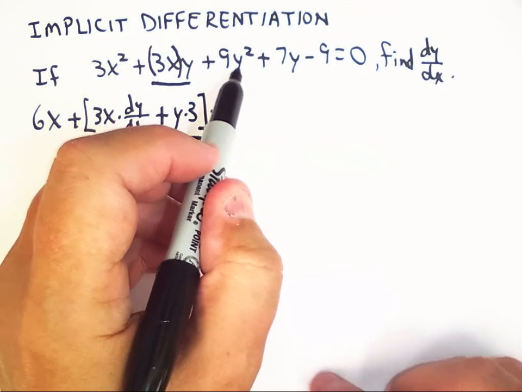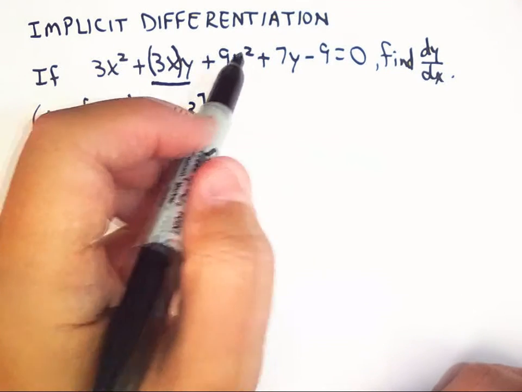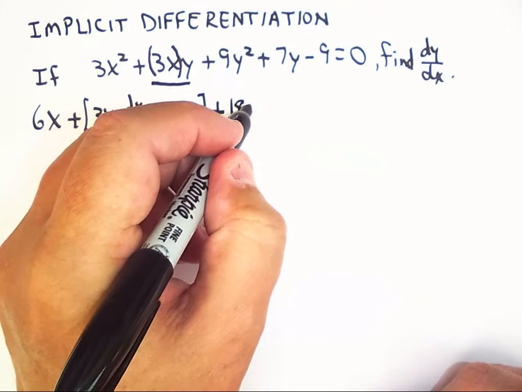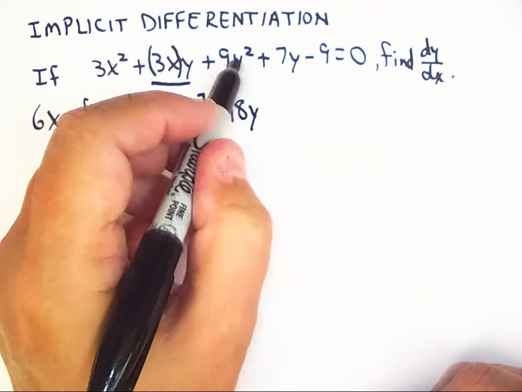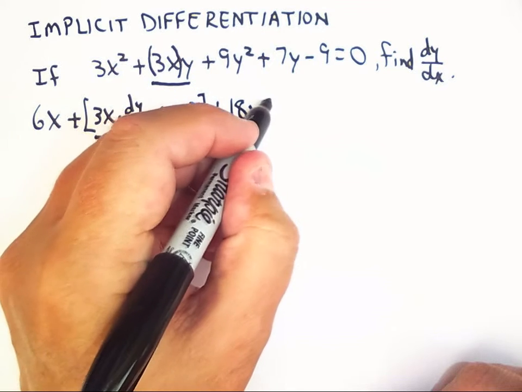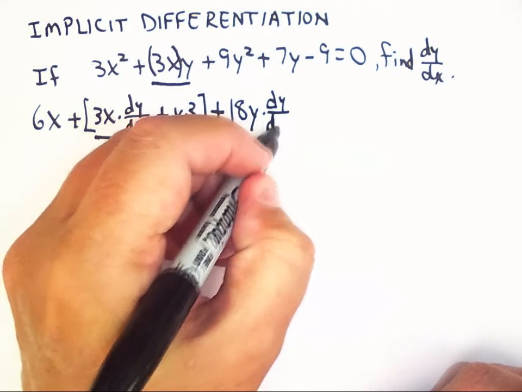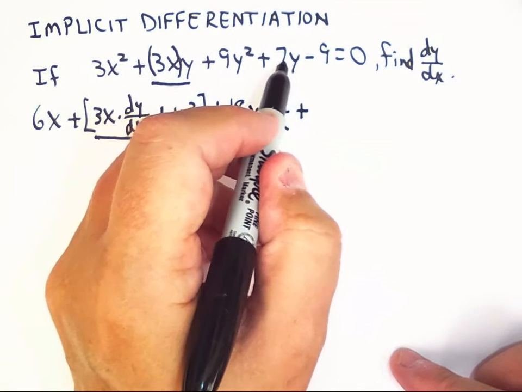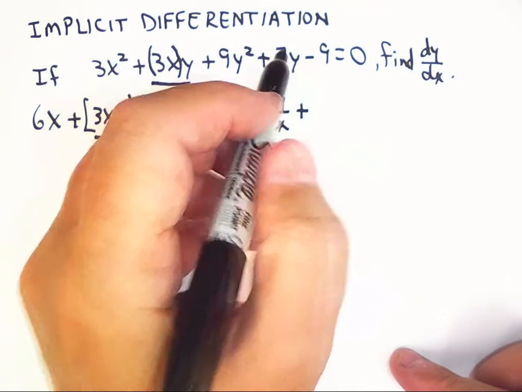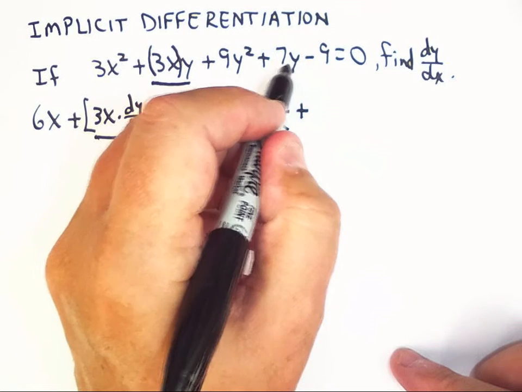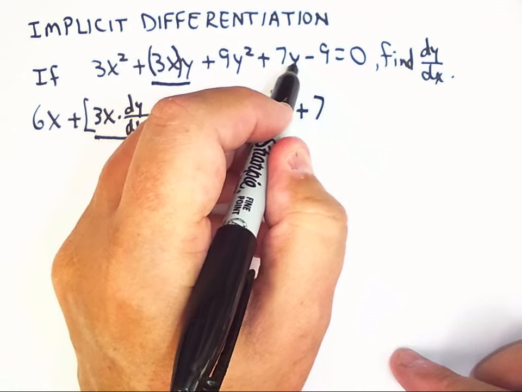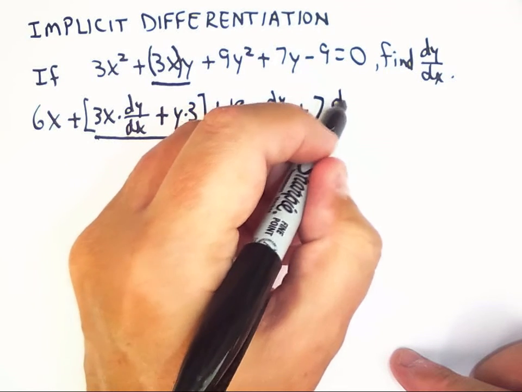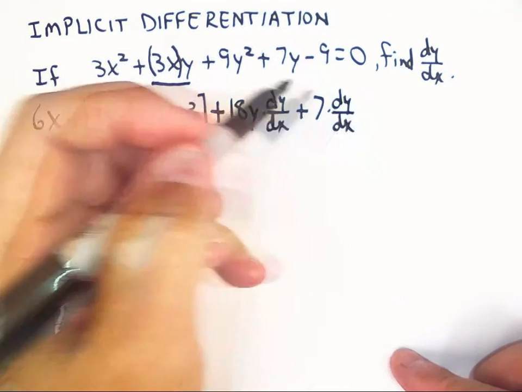The next term, y is a function of x, so you use the chain rule. 2 times 9 is 18. Y to the second drops down to y to the first, and then you come in and take the derivative of the base, so that'd be dy over dx. Moving along, y is a function of x, so the derivative of 7y is 7, but by the chain rule you have to go back in and take the derivative of the base, which would be the derivative of y is dy over dx.